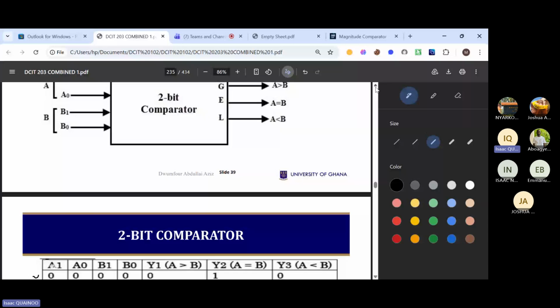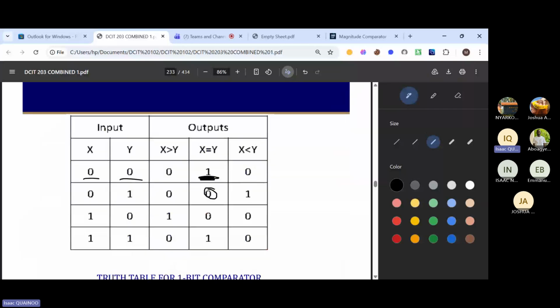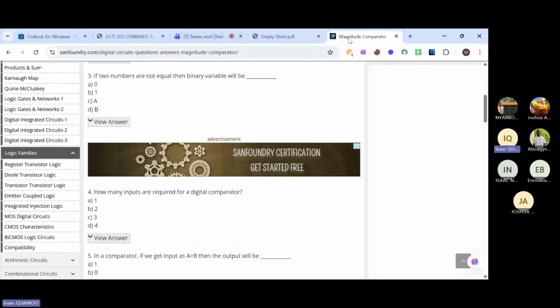Okay, so equality, you can see that if the two numbers are equal, that's x and y are equal, then x equals y will be 1. But if they are not equal, for example, 0 and 1 are not equal, what is the binary variable? It's 0. 1 and 0, they are not equal. The binary variable is 0. 1 and 1 are equal, so the binary variable will be 1. So whenever the two numbers are equal, x equals y will be 1. When they are not equal, x equals y will be 0. So that's the answer for question 3.